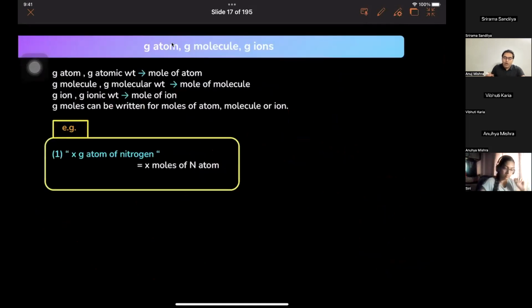Okay. Now, the next important concept that we are going to discuss is gram atom, gram molecule, and gram ion. So we'll proceed into this new thing. Please write down the heading: gram atom, gram molecule, and gram ions.